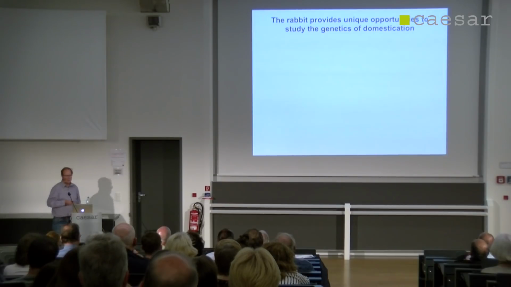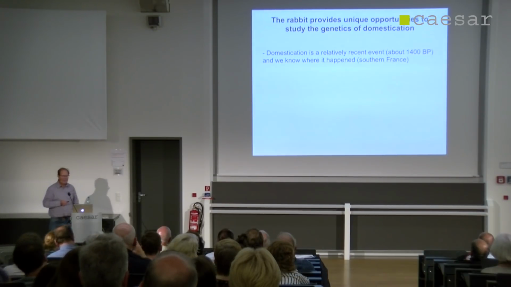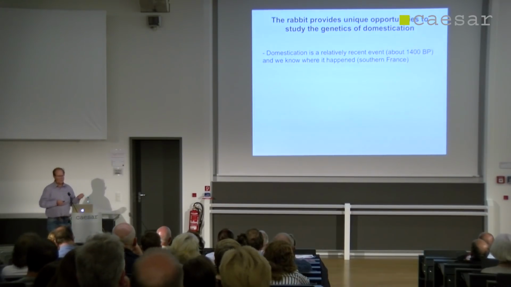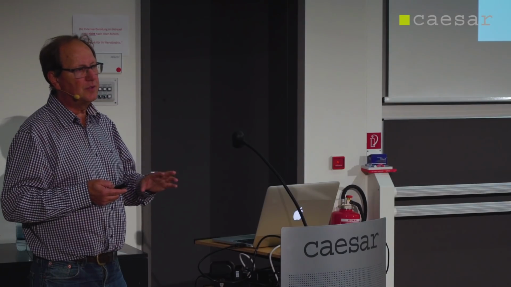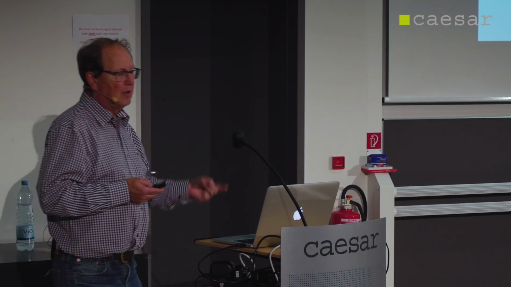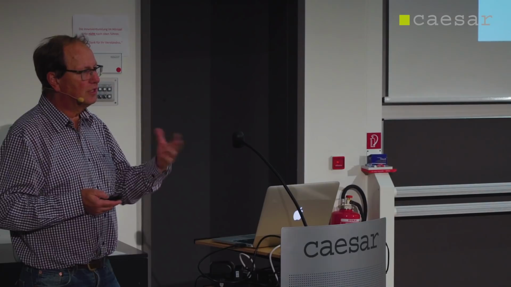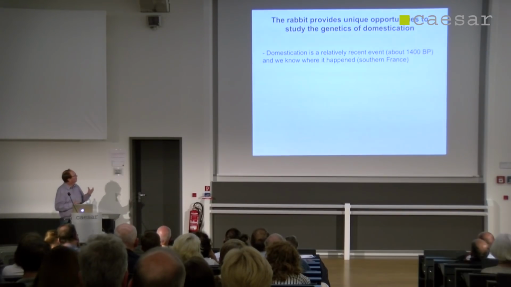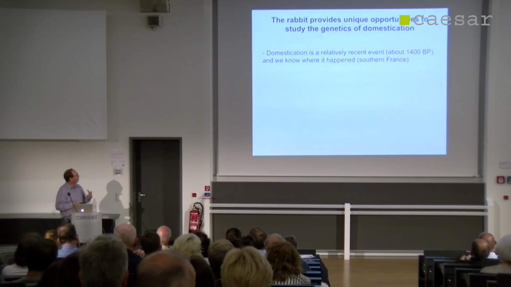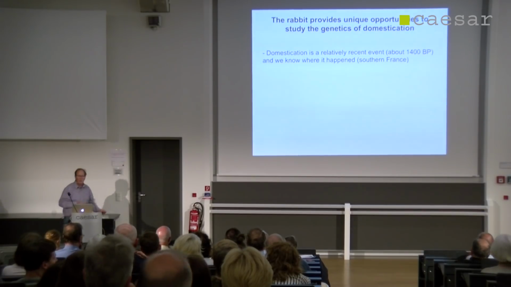And we use the rabbit because domestication is a relatively recent event. So the wolf was domesticated something like 15,000 years ago, and cattle and so on also like 10,000 years ago. But the rabbit was domesticated about 1400 years ago, so much more recently. And we know where it happened. It happened in southern France.